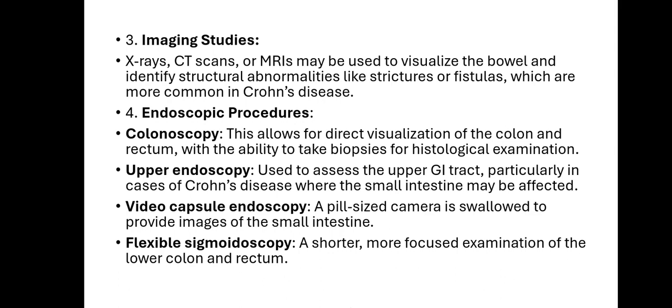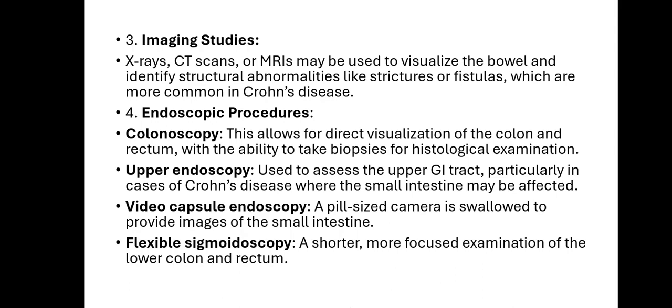Imaging tests. X-ray, CT scan, or MRI may be used to visualize the bowel and identify structural abnormalities like strictures or fistulas, which are more common in Crohn's disease. Endoscopic procedures. Colonoscopy. This allows for direct visualization of colon and rectum with the ability to take biopsies for histological examination. Upper endoscopy. Used to assess the upper GI tract, particularly in cases of Crohn's disease where the small intestine may be affected.